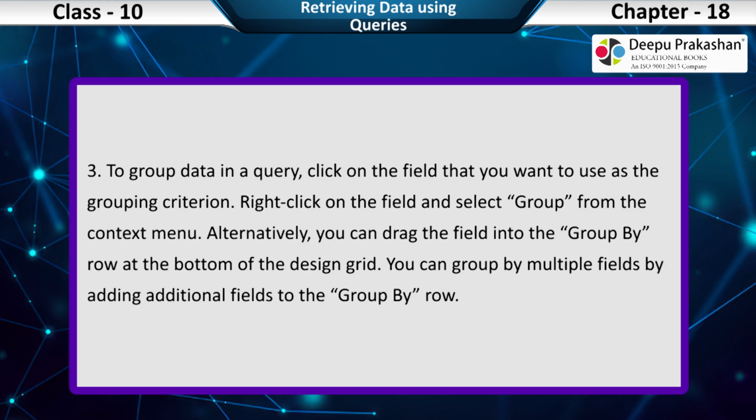To group data in a query, click on the field that you want to use as the grouping criterion. Right-click on the field and select Group from the context menu. Alternatively, you can drag the field into the Group by row at the bottom of the design grid. You can group by multiple fields by adding additional fields to the Group by row.